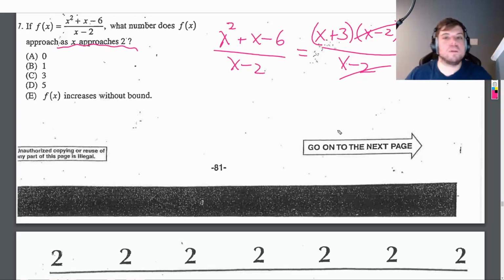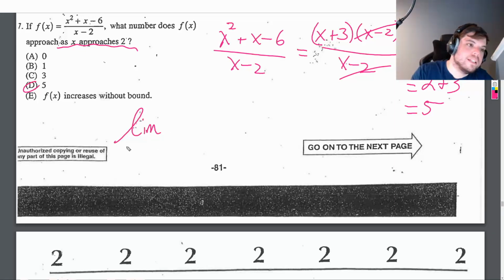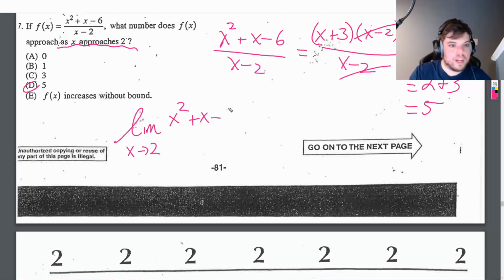So we don't care about what happens when x is 2, which means we can eliminate x minus 2 as a factor, because we don't care about the only point where the denominator is 0. So this is the same as x plus 3, which means as x approaches 2, this is 2 plus 3, which is 5. And that's why our answer is going to be D for 37. This is the same problem as the limit as x approaches 2. If you are familiar with this, which you may not be, and that's okay, x squared plus x minus 6 over x minus 2.